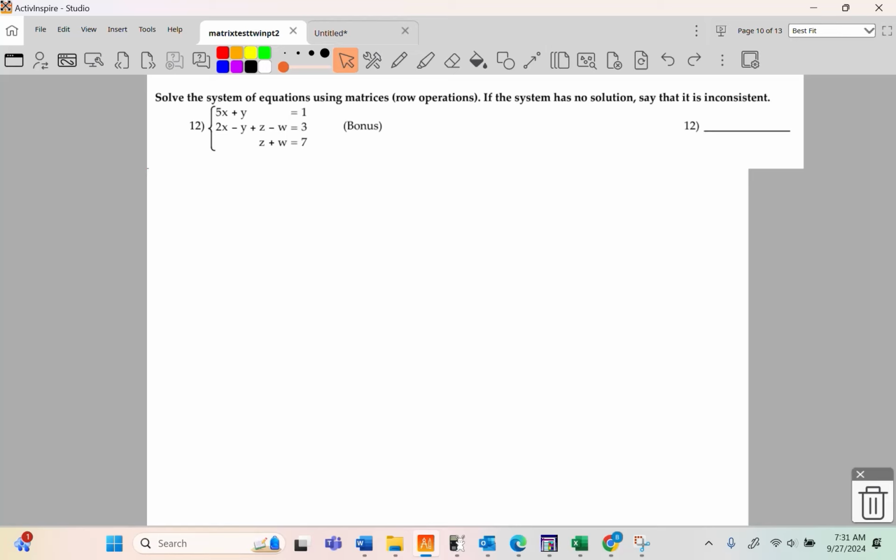Here's the bonuses for your matrix test. It looks like a test question, but I got the word bonus next to it. So you're supposed to solve the system of equations using matrix row operations. This is on the calculator part, so you're allowed to use a calculator. It actually would be a pretty simple one to do by hand if you just glance at it.